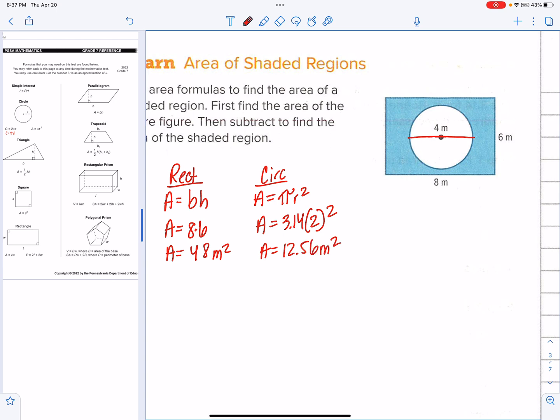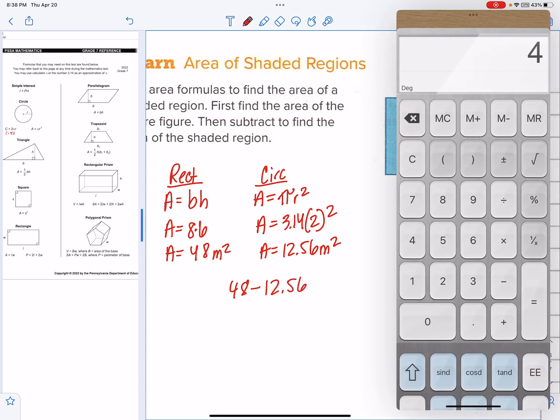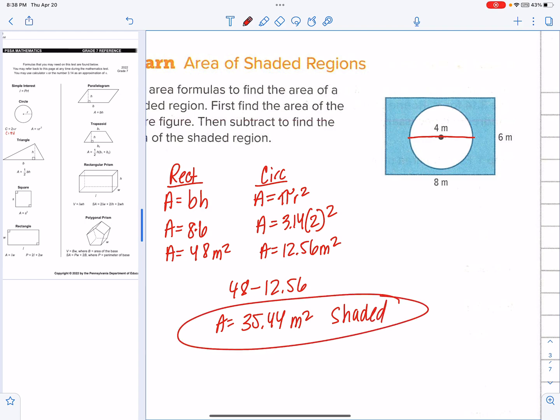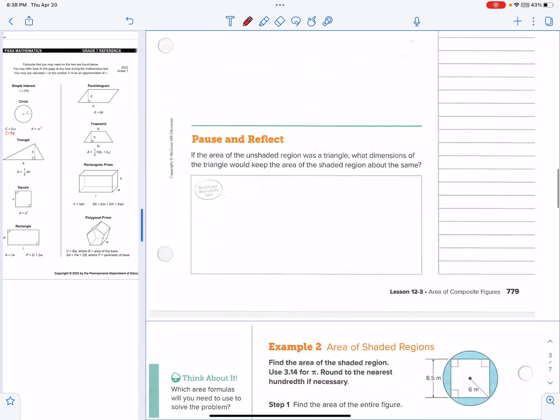Okay, so I want to remove that white circle out of the rectangle. So we're going to do our 48 minus the circle. Okay, and let's see what's left over of our shaded. Take out the circle, and we have 35.44. So the area equals 35.44 meters squared. Okay, and this is shaded, just so I'm labeling well. Okay, so that's how you do those.